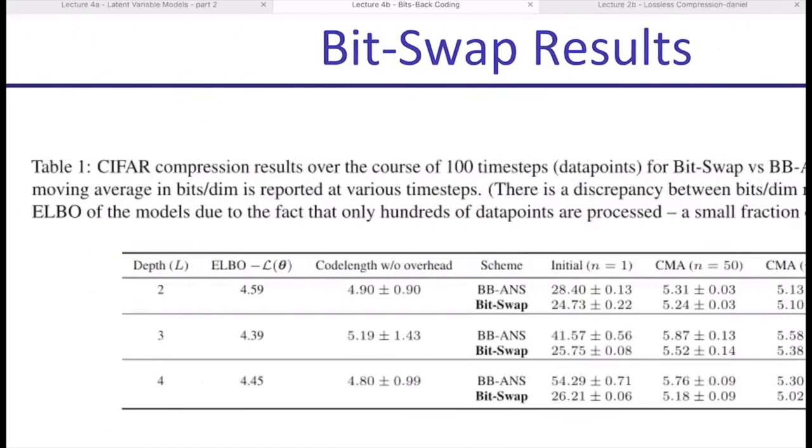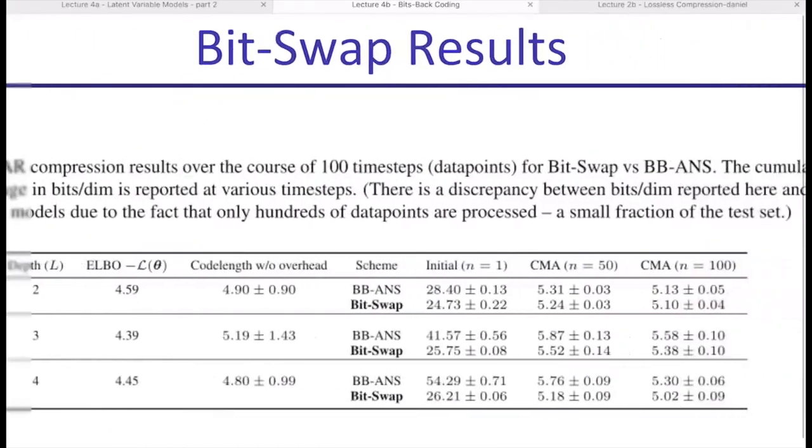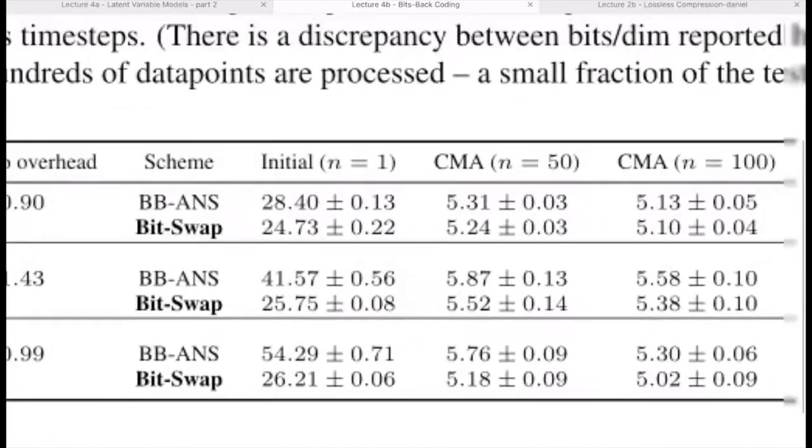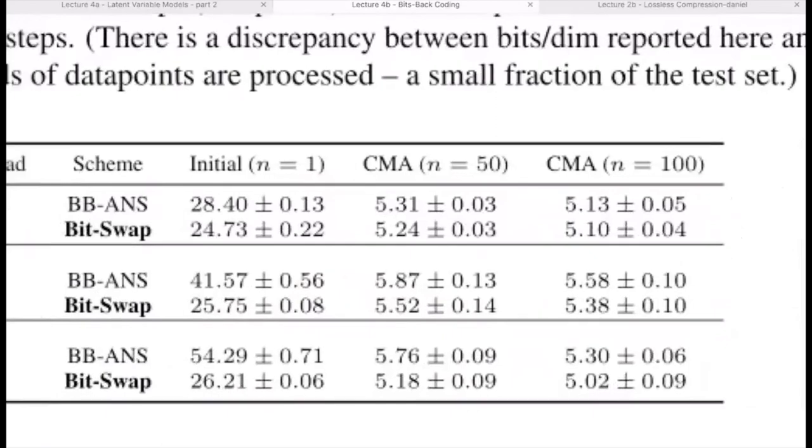And as experimental results for the comparison, we can see that the result is divided into two categories. The CMA means a cumulative average, and the initial means the amount of bits required for decoding the first bit. So as you can see, for the CMAs, the ANS and bit swap are actually quite similar.